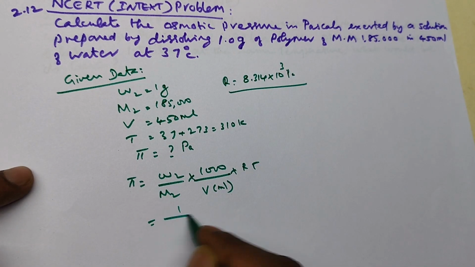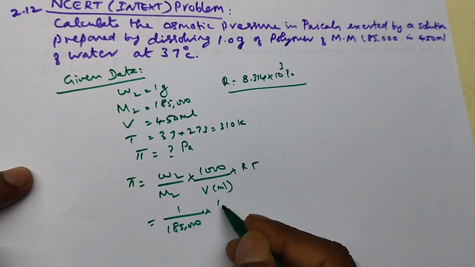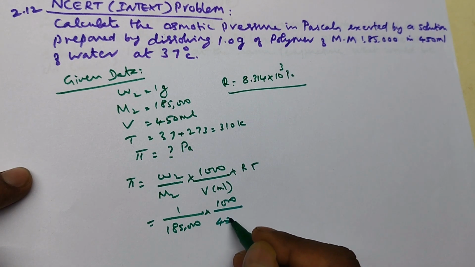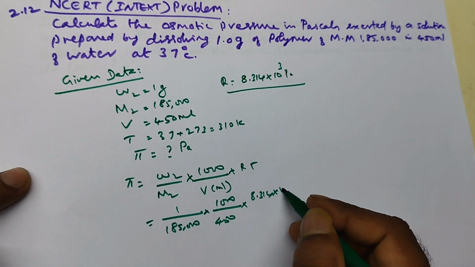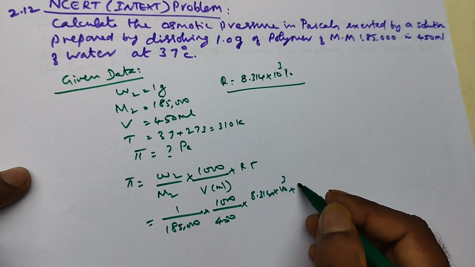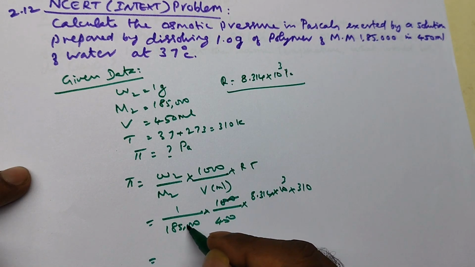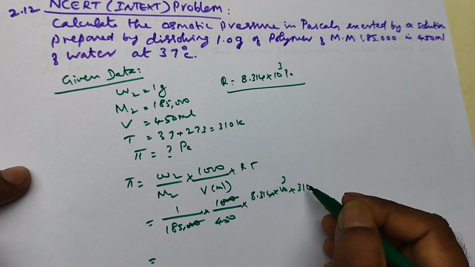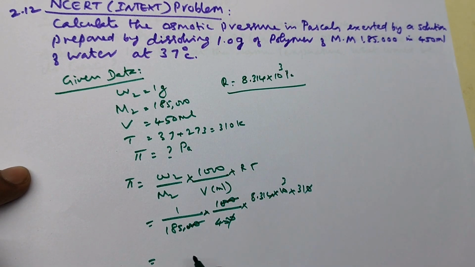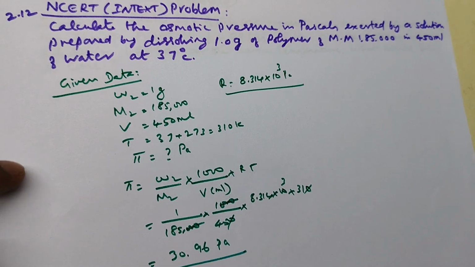So W2 is given as 1. M2 is given as 1,85,000 into 1000 divided by 450 ml into R value, which is also given, 8.314 into 10 to the power of 3 pascals into temperature, which is 310 Kelvin. If you simplify it, 30 is there, 30. Okay. Then we can cancel the 10 and simplify this one. It comes to about 30.96 pascals. So this is the answer for this problem.